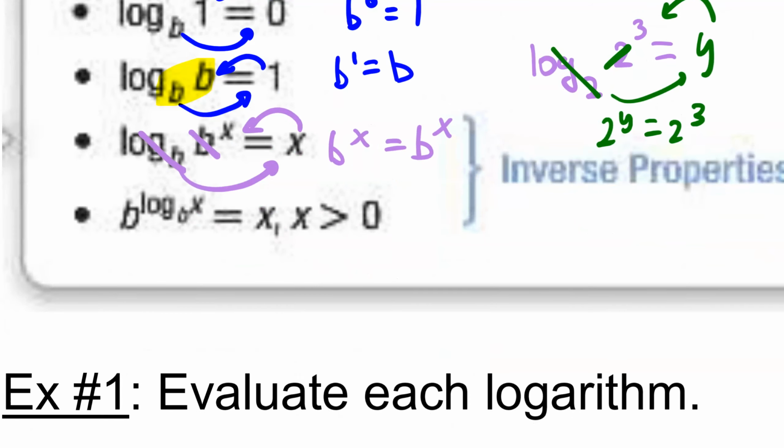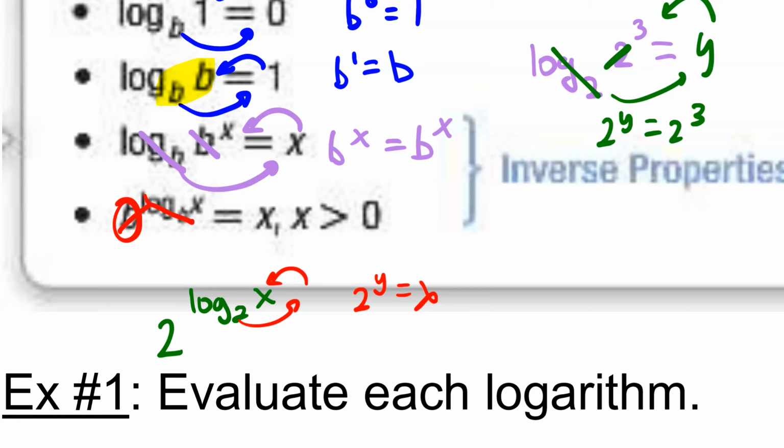Okay, because if you think about this, if we have 2 to the log base 2 of x, what this effectively means is 2 to the y power is equal to x. So then I want 2 to that power, so 2 to the x. Effectively, if you have a base raised to a log of the same base, those two cancel each other out, and we're left with the exponent. So these two effectively cancel out.